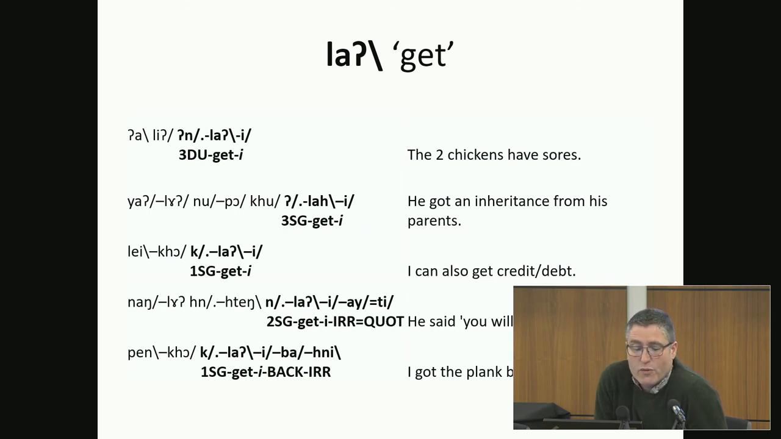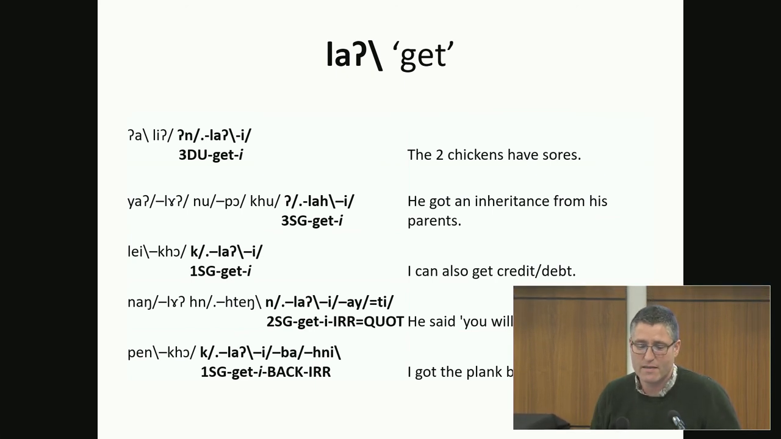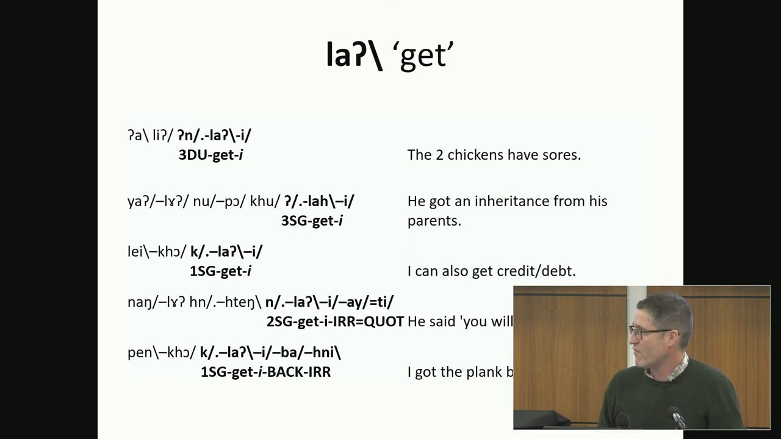So the two chickens have got sores. So the chickens got themselves sores. So my chickens have got themselves sores, and now I have a problem. So that's the sense of enla'i. He got an inheritance from his parents, so he got himself... So there's a sort of reflexive, benefactive sense. He got himself the benefit of an inheritance from his parents. And the first one is sort of malefactive, isn't it? It's like the baby's got itself a cold again. It's that kind of thing.